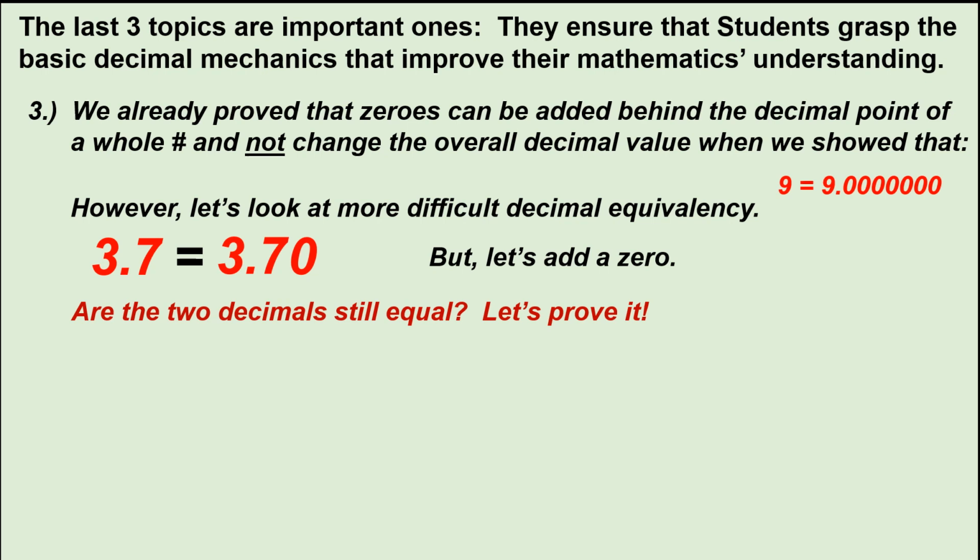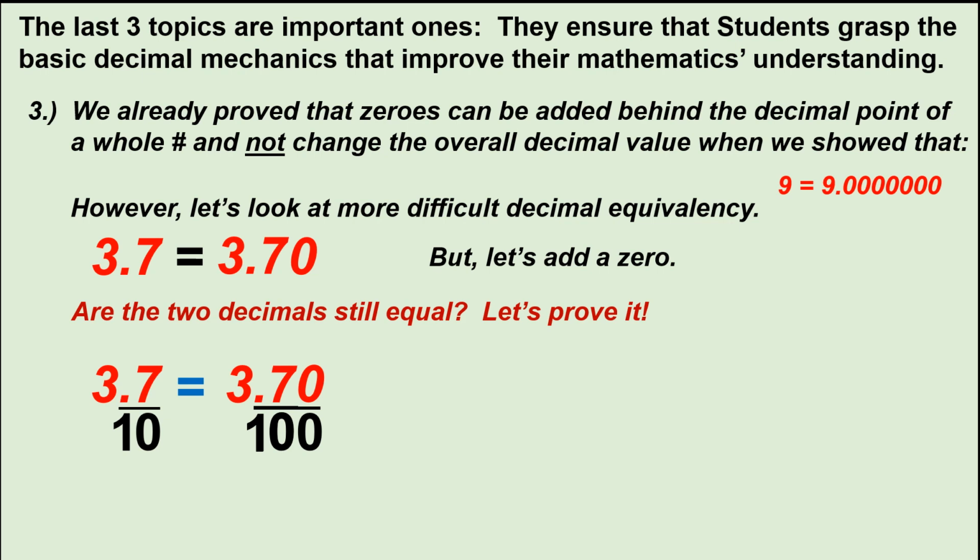Let's prove it. Let's rewrite our decimal equivalency. Then convert the decimals to equivalent mixed numbers. Now we have 3 and 7/10 is equal to 3 and 70/100. But we know that 0 over 0 as a fraction is equal to 0. So we can add or remove the zeros and we can see the equality is unchanged. So 3.7 is indeed equal to 3.70.